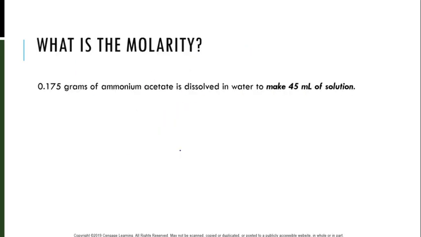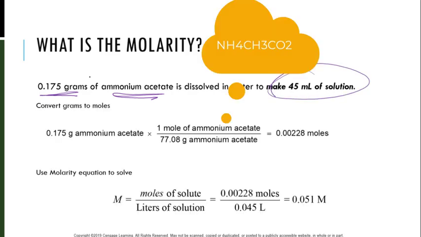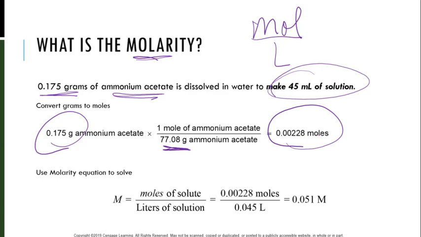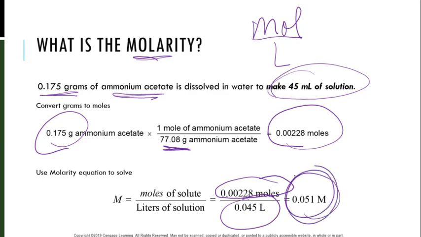What's the molarity of this solution? If I have 0.175 grams of ammonium acetate dissolved in water to make 45 milliliters of solution. First, we need to convert grams to moles, because again, for molarity, we have to get moles on top and we need liters on the bottom. So we need to write out ammonium acetate. We would find its molar mass and we would have 0.00228 moles of ammonium acetate, and 45 milliliters is the same as 0.045 liters. So our molarity would be 0.051 molarity.